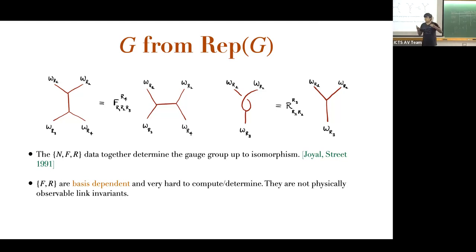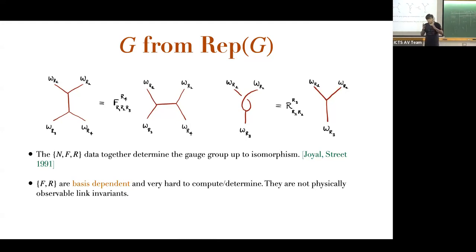That is why these are not gauge invariant. If you have an expression value for loops or links, they are gauge invariant. But whenever you have these junctions, this data is not gauge invariant. And it is not known what gauge invariant data is required to determine the group up to isomorphism of lines.